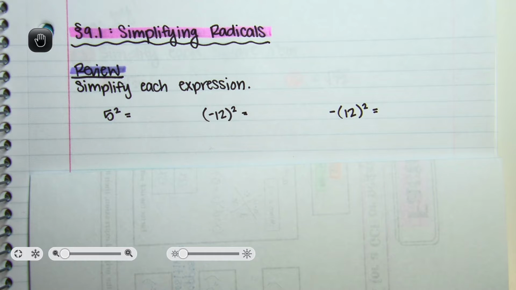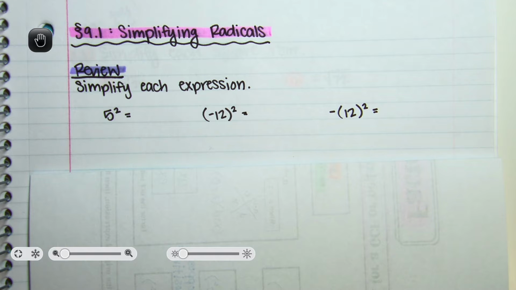Hi everybody. So today we're going to be doing notes on section 9.1. This is our first day of our new unit, Unit 7. So we're going to be learning all about solving functions, solving quadratics this unit in different methods. But first and foremost, before we get into that, I want to go over some review on how to simplify radicals, because that's going to be really useful as we go through this unit.